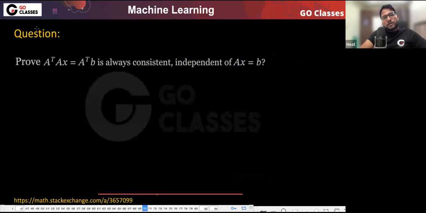Now let's move to the bigger question, the elephant in the house: prove that A transpose A x equal to A transpose b is always consistent, independent of Ax equal to b. This is the elephant that we want to tackle. This is our claim. Intuitively, can you tell me why it is always consistent?